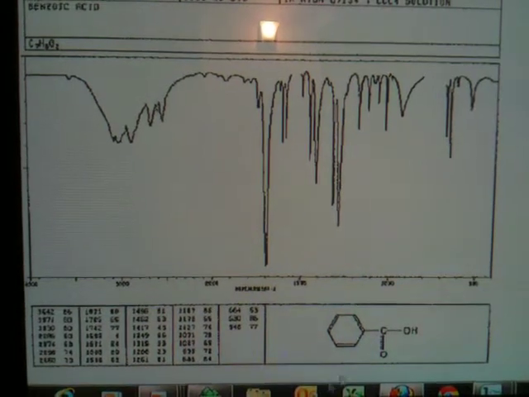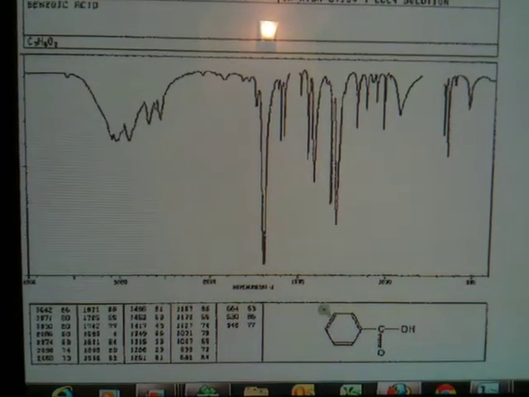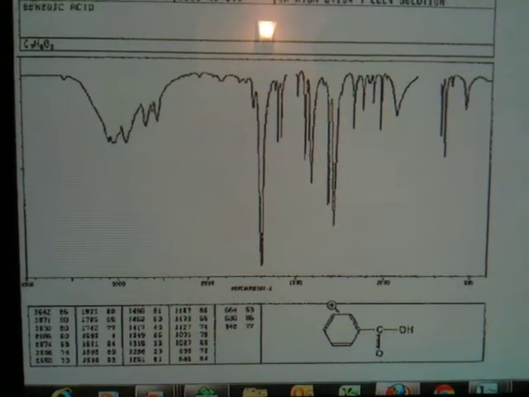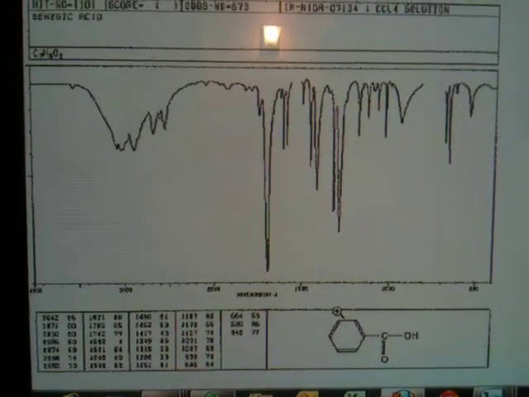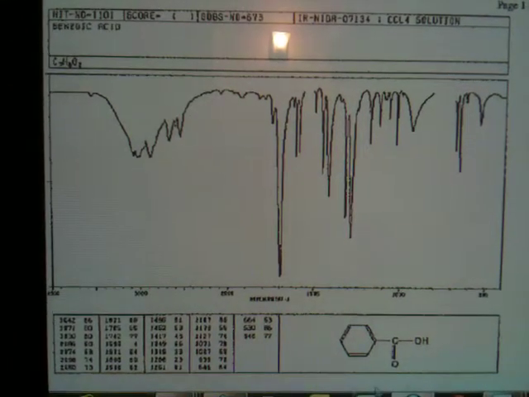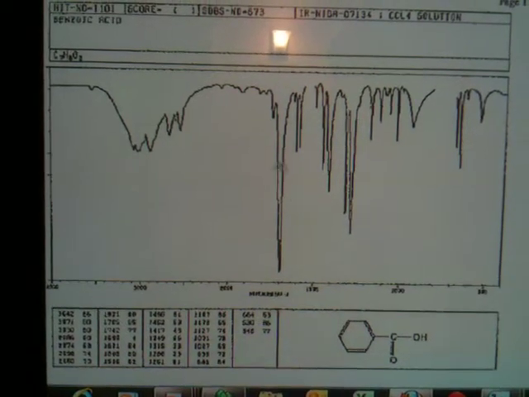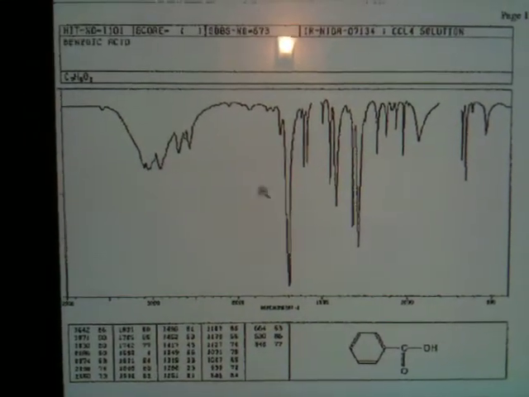Now, why is this super important to you this week? Because this week you're separating acids from bases, from neutral compounds, and there's a very good chance that some of you will have carboxylic acids, and when you finally isolate the compound, you'll see this sort of landscape.